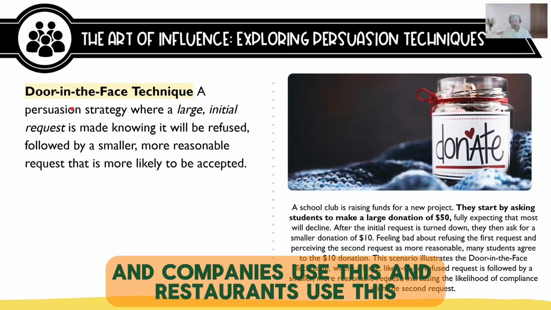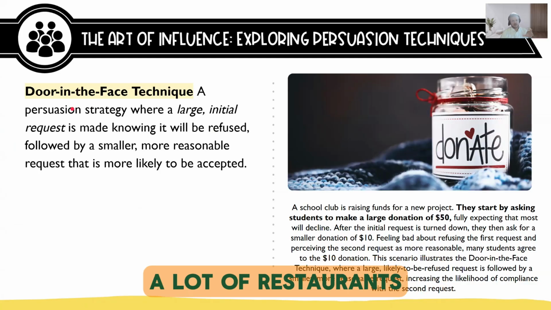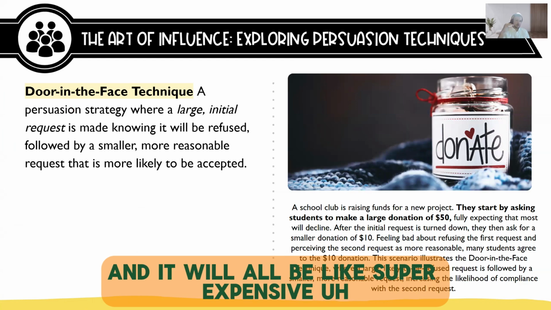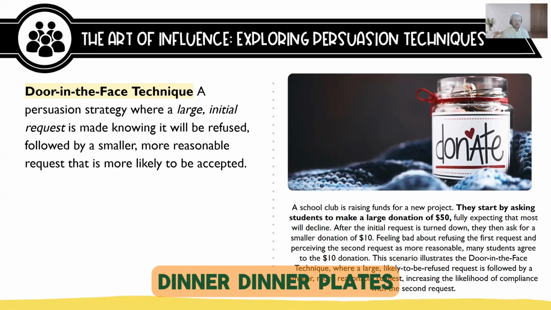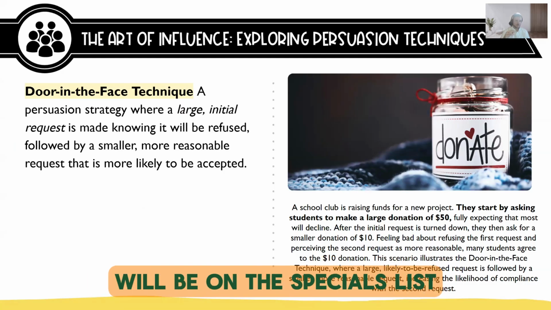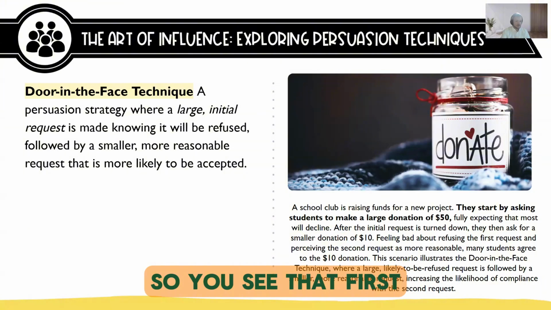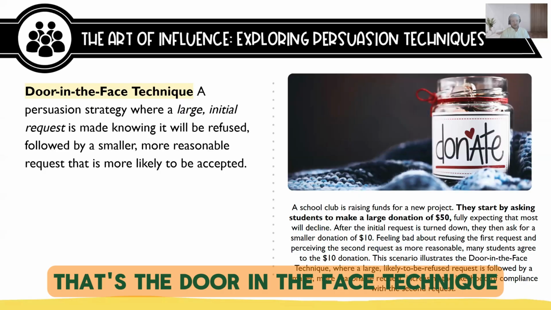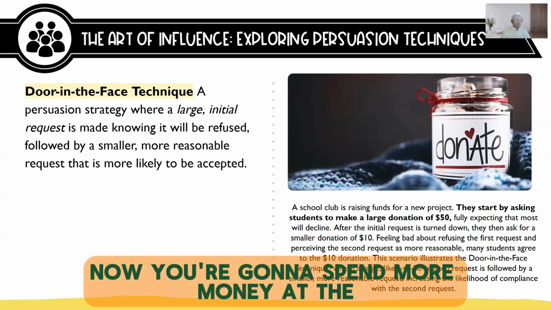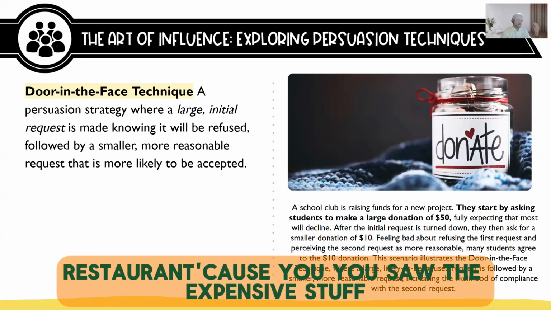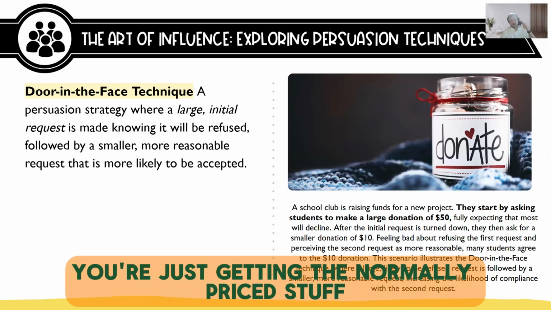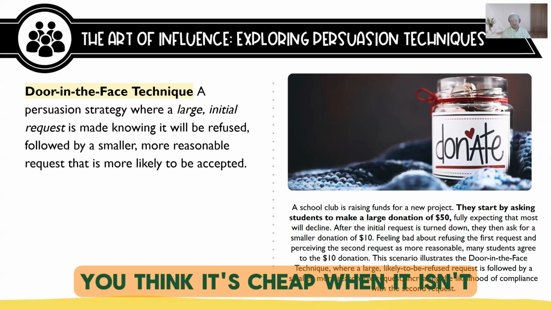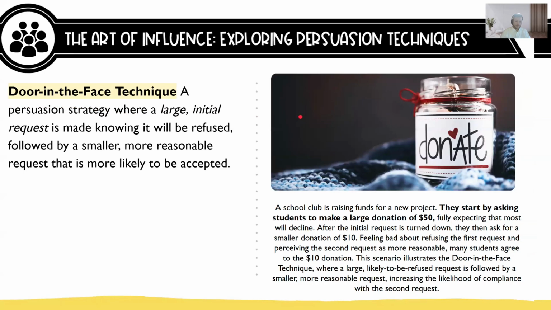And companies use this and restaurants use this. A lot of restaurants, they'll give you the special menu, specials, and it will all be super expensive dinner plates. Their most expensive items will be on the specials list. So you see that first, and now everything else on the menu looks cheap. That's the door in the face technique. Got ya. Now you're going to spend more money at the restaurant because you saw the expensive stuff and you're not getting that. You're just getting the normally priced stuff, but you're going to get more of it because you think it's cheap when it isn't. This door in the face technique.